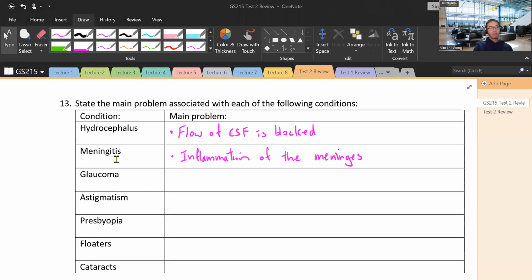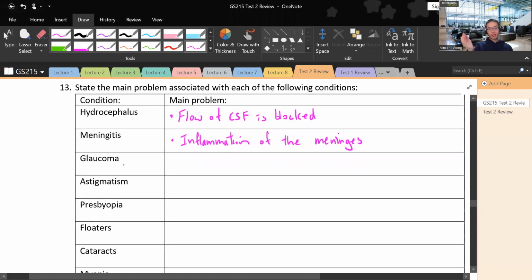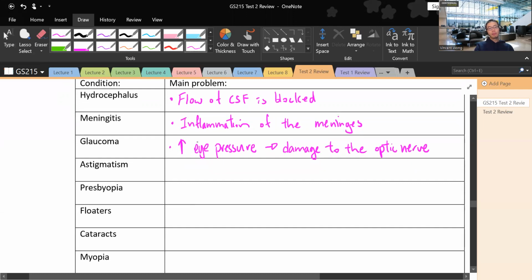Some of these things are not related to brain necessarily, right? It's like everything in the unit, right? So glaucoma is increase in eye pressure, basically. Okay, and this leads to damage to the optic nerve. Okay. You will progressively lose peripheral vision and ultimately lose vision completely. There's no cure for glaucoma, but interventions can lower the eye pressure to slow the progression of the disease.